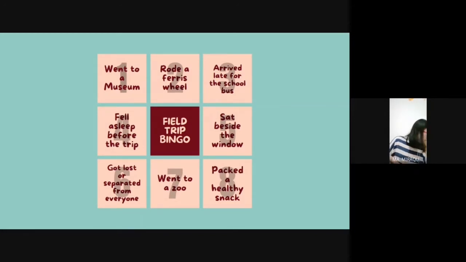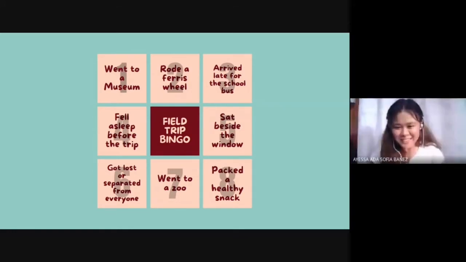So this is the fifth experience, okay? Fell asleep during the trip, okay? Or during the ride, okay? I'm waiting for our second winner. So, for sixth experience, sat beside the window. Sat beside the window. No bingos yet. Okay. No bingos. Bingo for teacher.